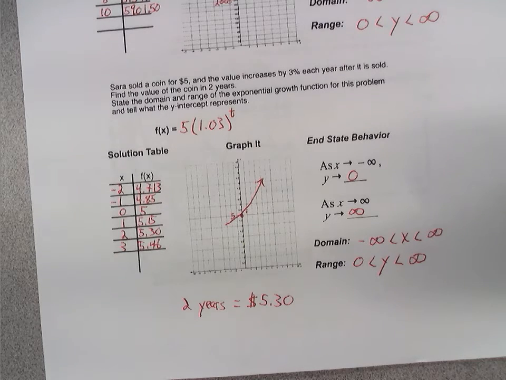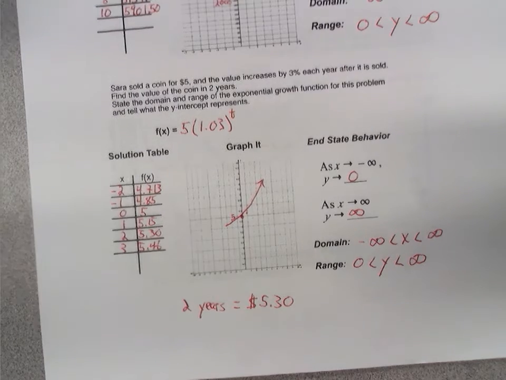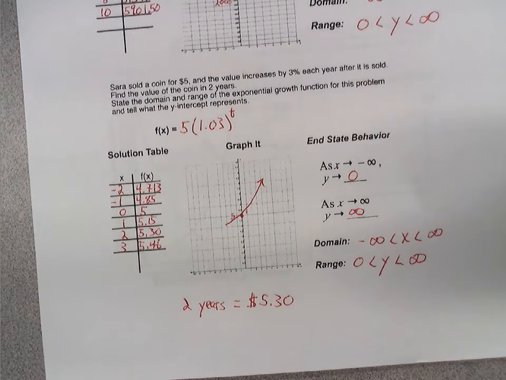So make sure that you understand a couple things. Make sure you understand how to take the information from the word problem and write the function, how to plot out some points for the function, how to roughly graph the function. It doesn't have to be perfect. And then what are the behaviors as x approaches negative infinity and positive infinity? What is y doing? And then be able to determine a domain and range from those values.